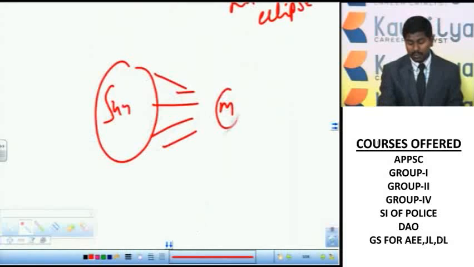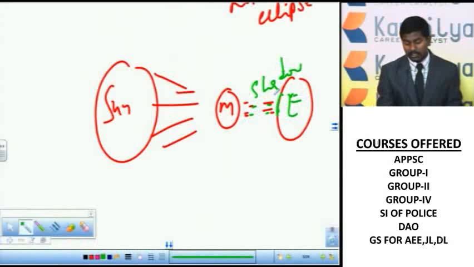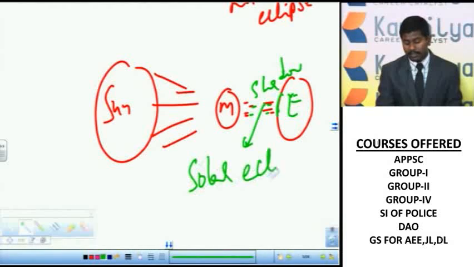But in the other case, when the sun is here and the light is radiated from the sun, and the moon's position is here, there is a shadow formed by the moon. Some portion of the earth comes into a shadow formed by the moon, and then it is called a solar eclipse, because on this day the people on the earth's surface cannot see the sun. It is called a solar eclipse.